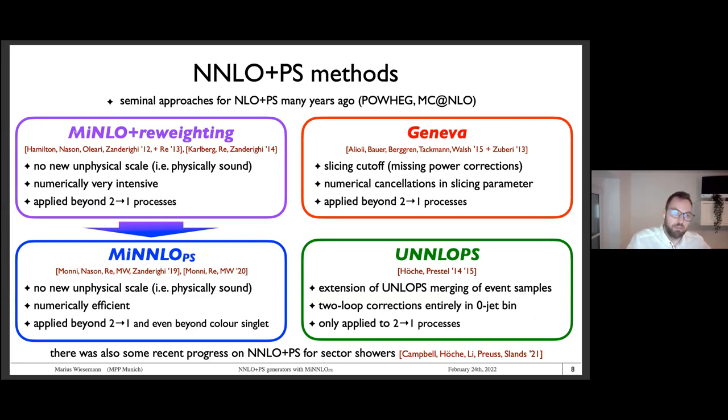So originally, about almost 10 years ago, there was a MiNLO plus reweighting introduced, and also the Geneva approach and the UNLOPS approach, first applied to very simple 2-to-1 color singlet processes. And more recently, we also introduced an approach that I will show you some results of here, the MiNNLO+PS approach, which basically got rid of this reweighting step in MiNLO. So MiNLO performs a merging of 0 and 1 jet multiplicities at next-to-leading order in QCD, and then performs a reweighting to next-to-next-to-leading order, which is extremely numerically intensive. And we were able with this approach to include these NNLO corrections directly in the event generation without reweighting.